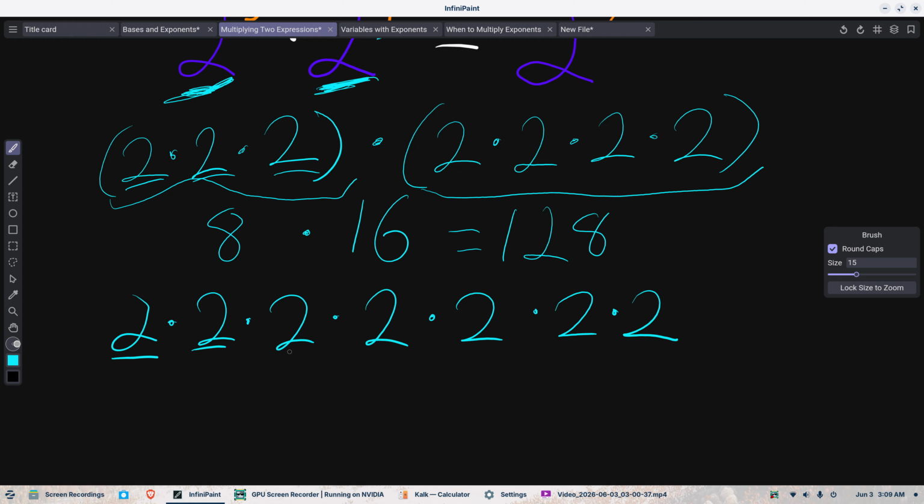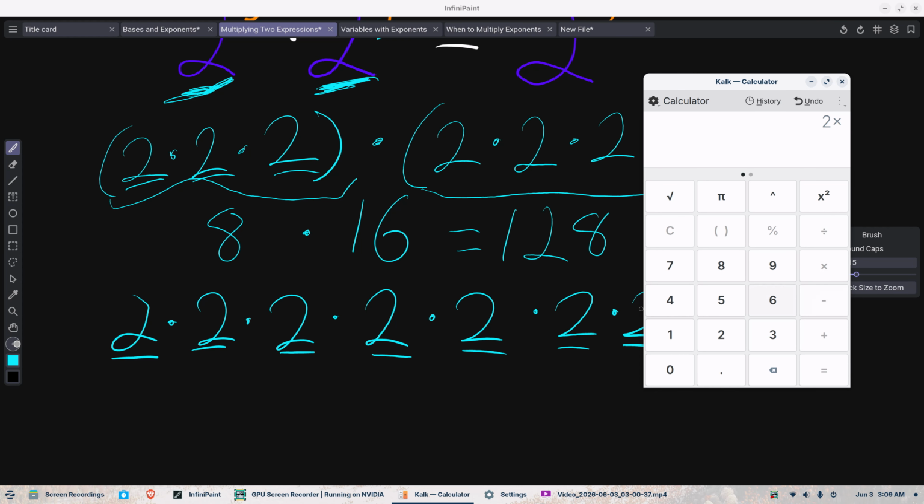So we have 1, 2, 3, 4, 5, 6, 7 2's in this expression. And if we were to put this in, so if we did 2 times 2 times 2 times 2 times 2 times 2 times 2, you will see that we also get 128 as our final answer. And of course, we could also use the exponent button, so we could take 2 and raise it to the 7th power with that button, and you will see that we get the same answer.